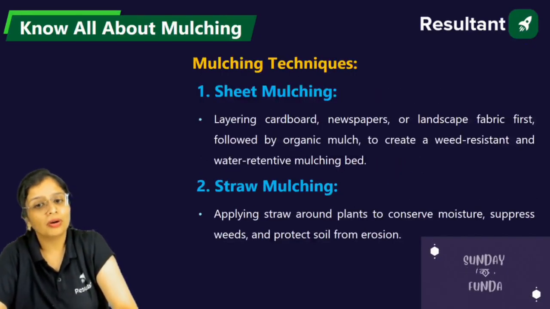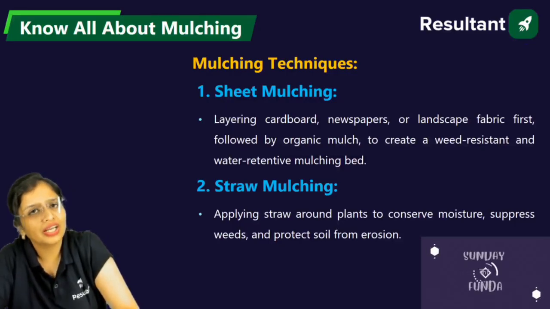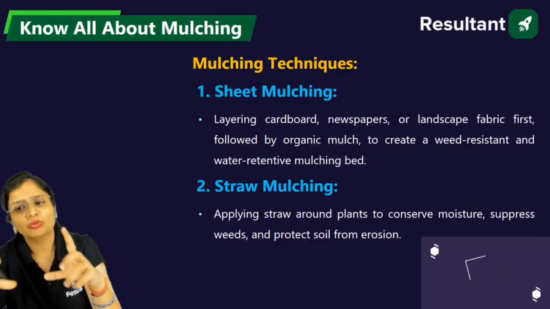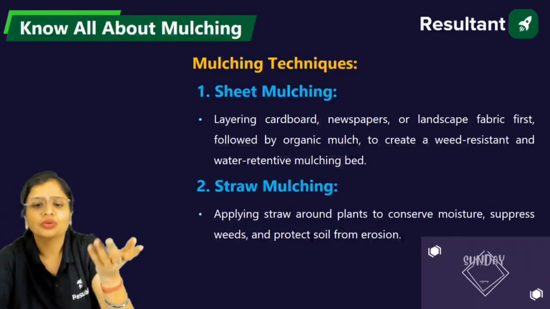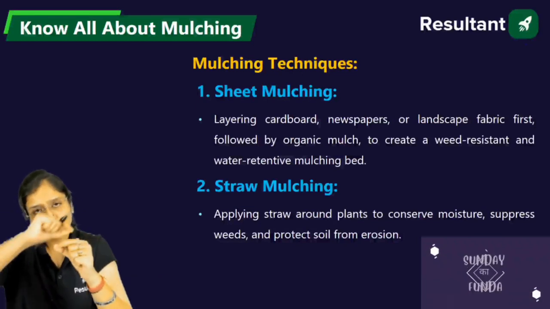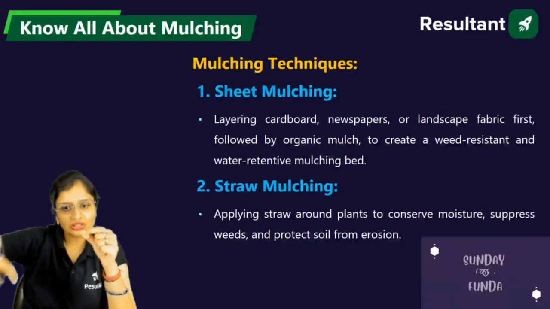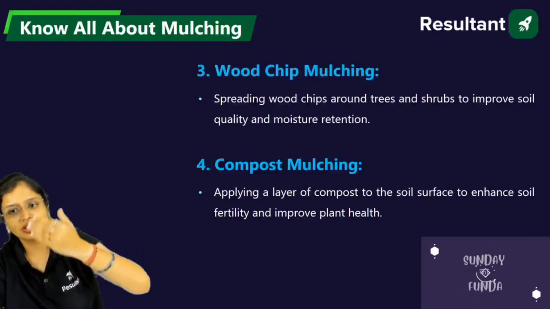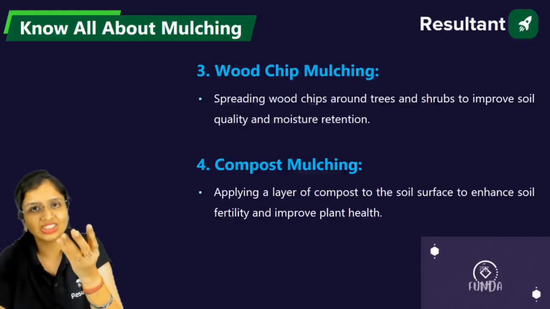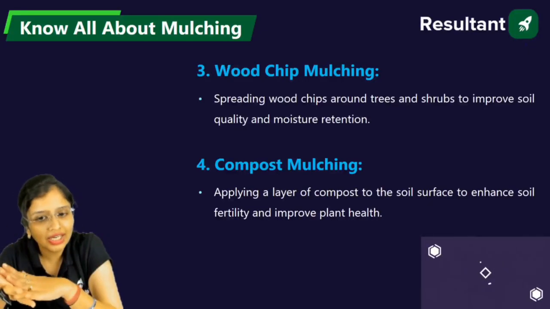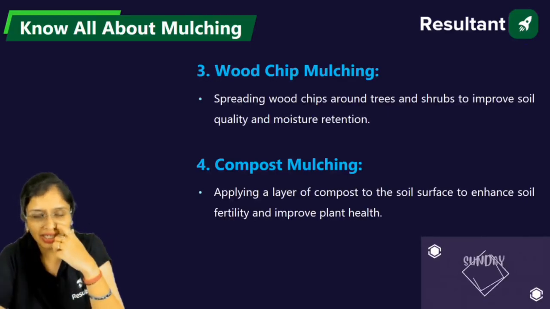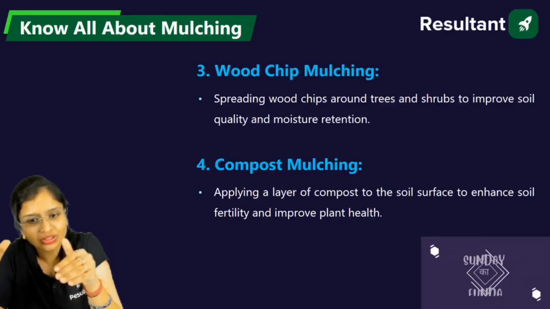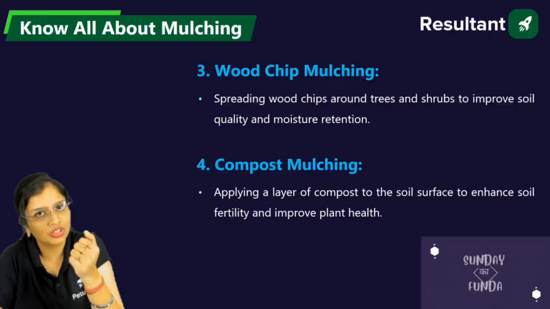Okay, so about this, now after this, you can go for n number of techniques. You can use sheet mulching, cardboard, newspapers. You can go for straw mulching, so straw you can provide around the plants. Apart from that, you can go for wood chips, around the trees and shrubs. Compost, which you prepare in khad as you call it, you can use that also, because it will improve the fertility.